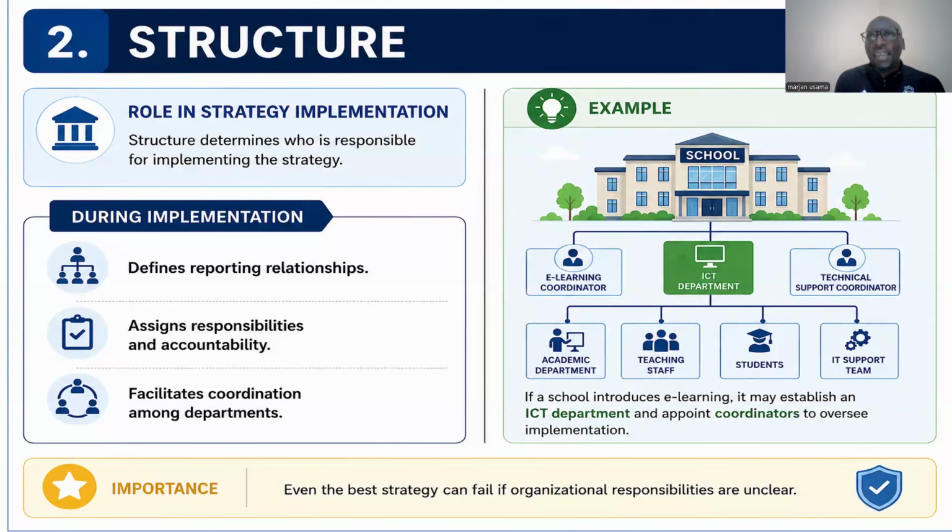Those are the al-alaqat al-amal. Number two, it assigns responsibility and accountability. Who is going to do this, al-maham, al-mas'uliyah? Who is going to do 1, 2, 3, and 4?